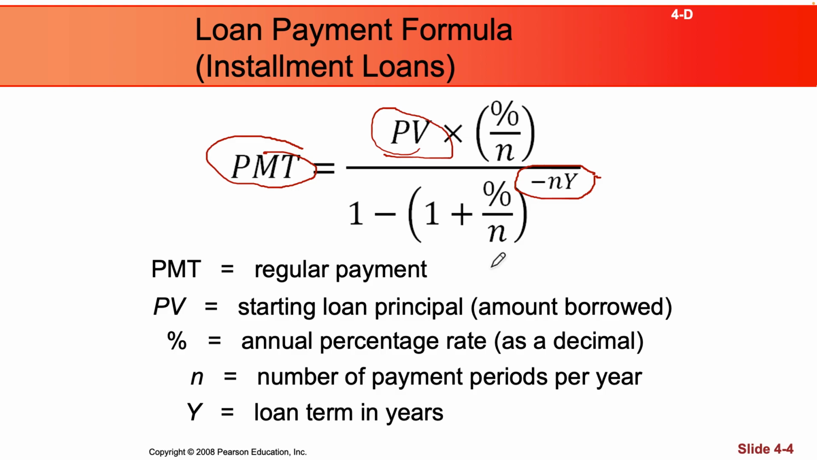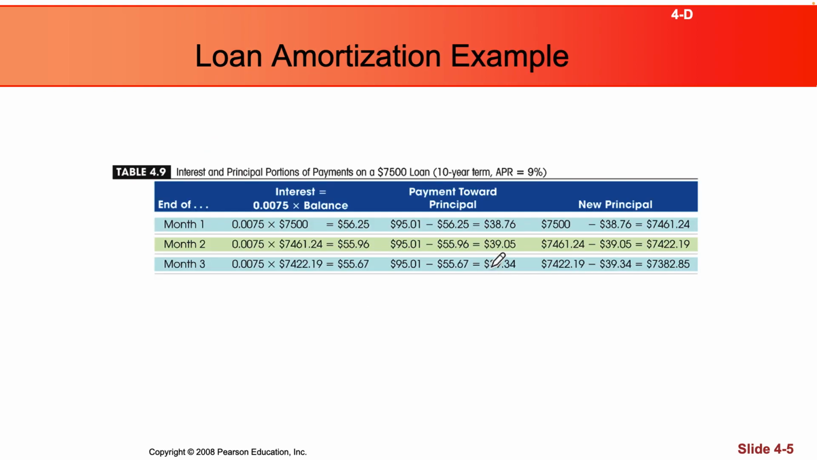So, good questions. So here's an example of an amortization schedule. Somebody borrowed 7,500, and what they do is they calculate first the interest. So the interest on 7,500, it's a 10-year loan at 9%. The monthly interest would be $56.